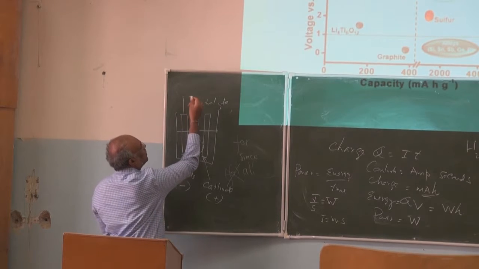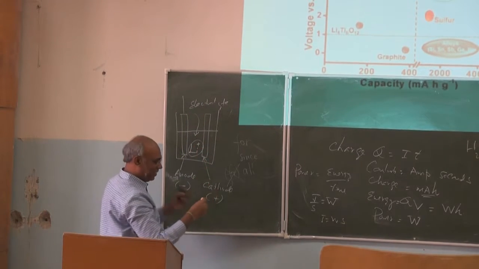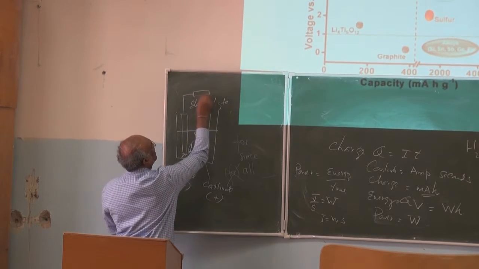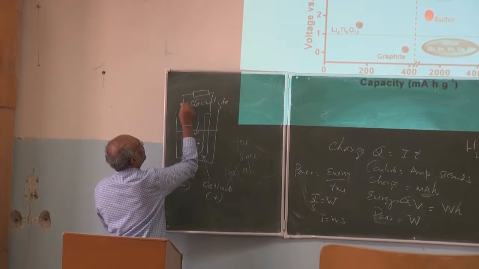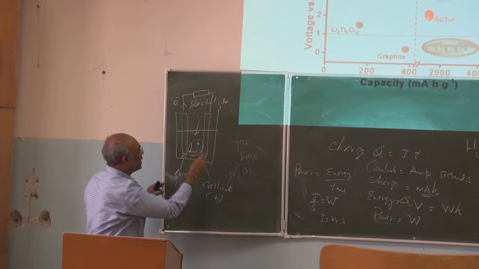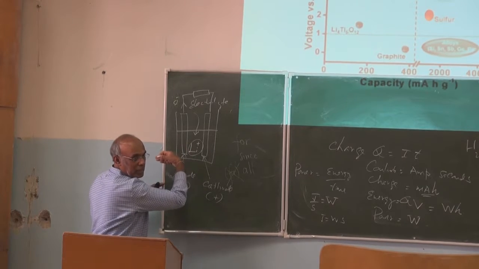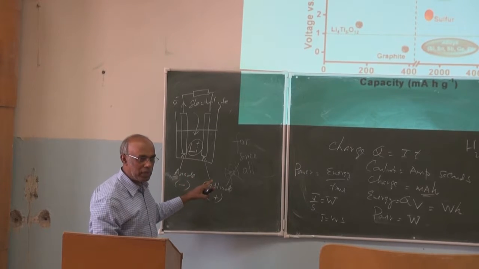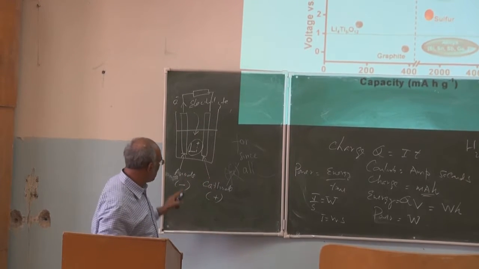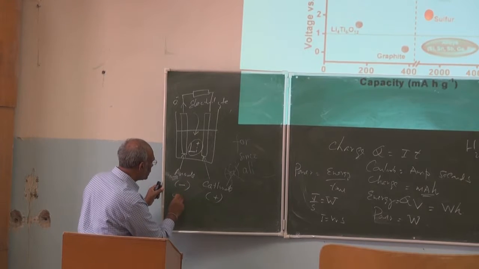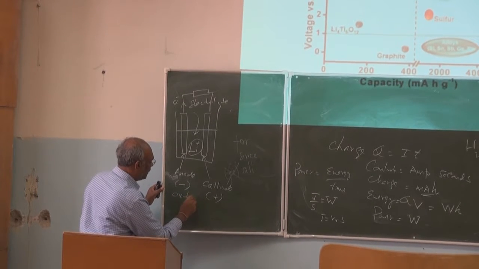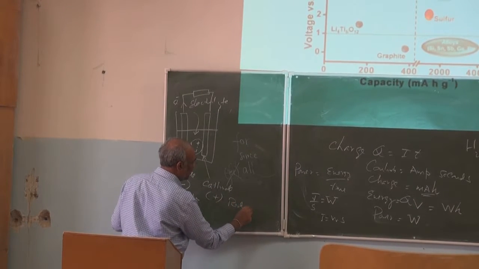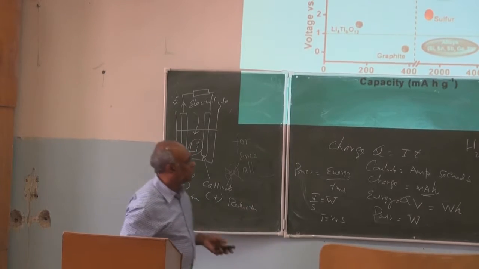If you connect this, electrons will move in the outside circuit, and ions move in the electrolyte. That's how you complete the circuit. You are familiar with these words, anode and cathode. Typically at the anode the oxidation reaction happens, and the cathode is where the reduction happens, from a chemistry point of view.